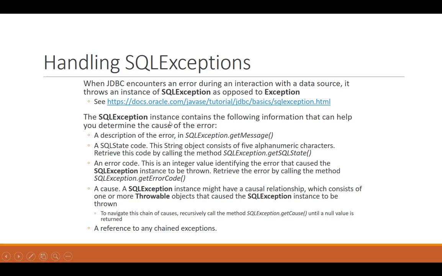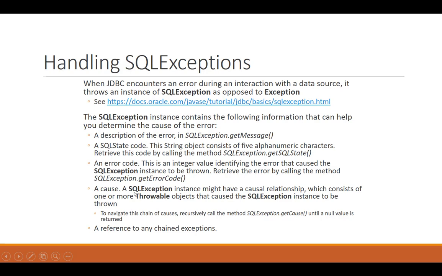The SQL exception has some additional information from the standard exception. It has a description of the error in getMessage. That's part of the exception API. It also has a SQL state code, and that string represents 5 alphanumeric characters, and you can decode that. That's a method, getSQLState, and that should be covered in the Oracle documentation. Maybe not on the tutorial, but on the more specific documentation. It'll have an error code as well, and it's an integer value that identifies the error that caused the SQL exception, and you can call getErrorCode to retrieve that value.